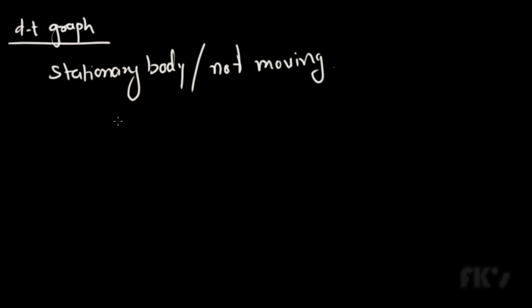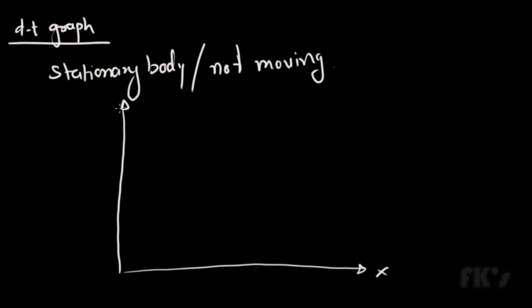Let me just draw a graph where on the x-axis I'm always going to plot the time, and there is my y-axis. On the x-axis we're going to be plotting time, and on the y-axis I will be plotting distance, the distance traveled. But if you see, the body is not moving at all, so at every time, if a body is at some particular distance, say let me call it 5, it will remain so at any point of time.